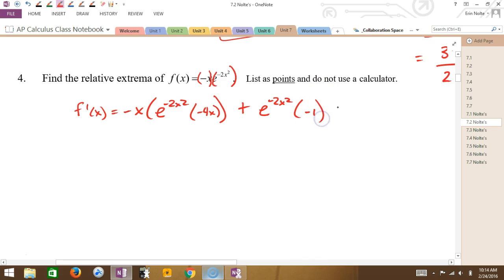Negative 1. Okay, so we said we have to derive it and set it equal to 0. So I'm going to set it equal to 0, and I'm going to simplify in this step. I see negative x times negative 4x. That makes 4x squared times e to the negative 2x squared minus e to the negative 2x squared.